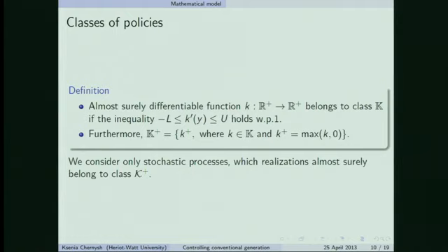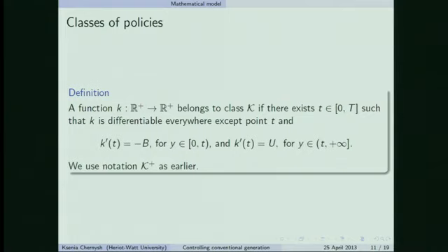I would like to say something about the classes of functions we are looking at. There are RAM constraints in conventional generation. That's why we suppose that these levels must satisfy these RAM constraints. We take the plus here because this rate cannot be negative. The class we are working in is a class of stochastic processes which satisfy this almost surely. Almost surely every realization lies in this class. This is where we work.